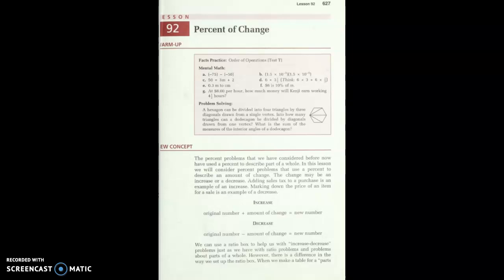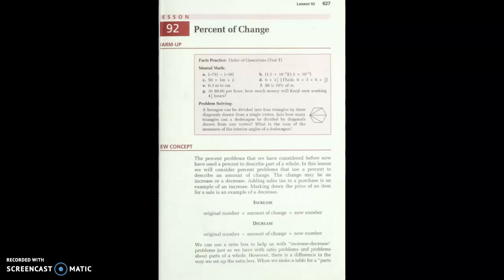Okay, so right now we're going to talk about percent of change. So far, we've talked about using a percent to describe part of a whole. So like 50% of 10 is 5. 20% of 100 is 20. Examples like that. But we can also use percent of change to represent an increase or a decrease. A real world example would be adding sales tax to a purchase or marking down the price of an item for a sale. So that would be the representation of an increase and a decrease.